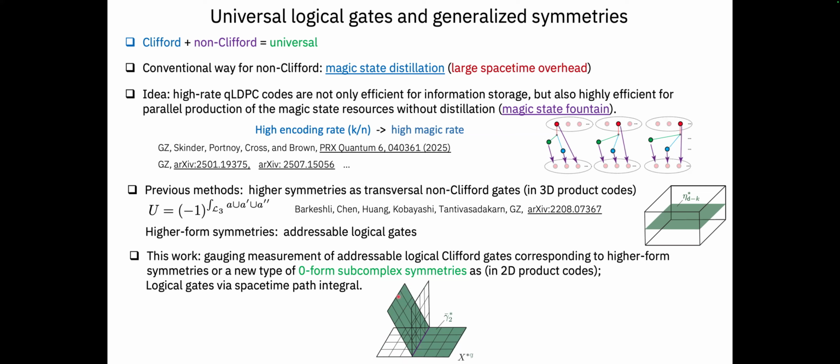If you have an operator supported on these top cycles, it is actually a symmetry applied only on a subcomplex. So that's why we call it subcomplex symmetry. But it's still zero form because the codimension is zero. But you can have many of them. And that's the key: we can produce many logical magic states in parallel. Basically, each of these subcomplex symmetries, when you measure it, will produce some independent logical magic state. And this is a picture for the space-time path integral.